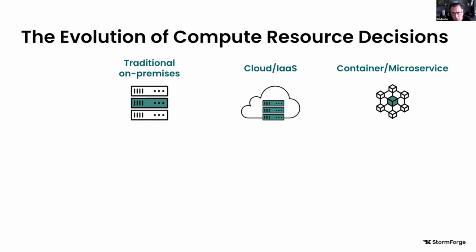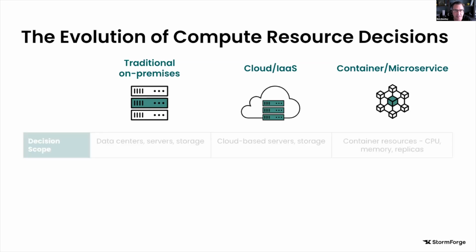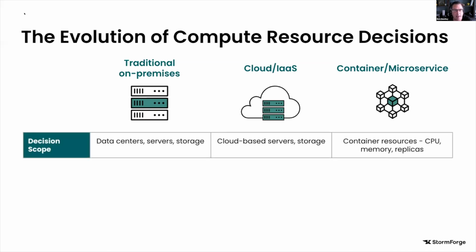And when we think about the way that resource decisions get made, and resource decisions really equate to cost, right? How many resources are we using? That's how much it's costing us to run that application. So first of all, if we think about the scope of those decisions, back in the days of data centers, the decisions that we were making were about, do we need a new data center? Do we need new servers? Do we need new storage? So they were hardware decisions, right?